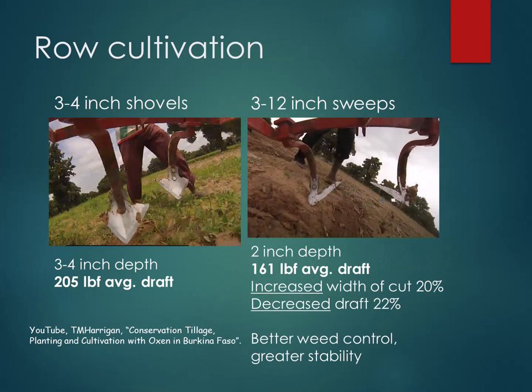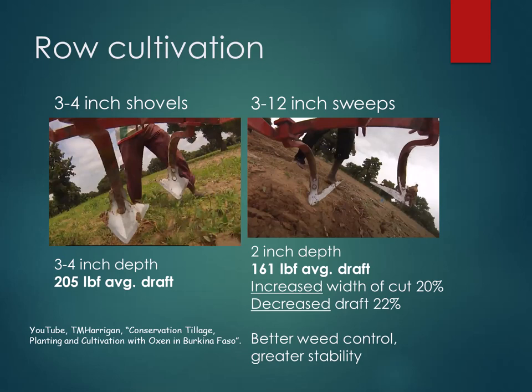In Burkina Faso, 5 shank row cultivators are locally available and widely used for weed control. The farmer identified 2 major problems with the local cultivator. 1, it quickly plugged with crop residue, and 2, the draft was too high.